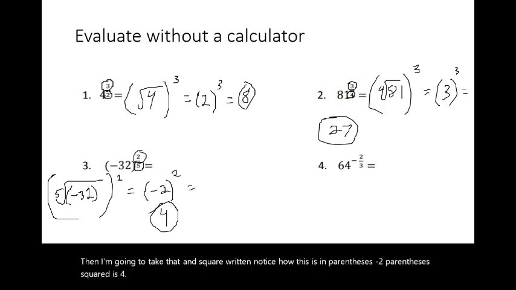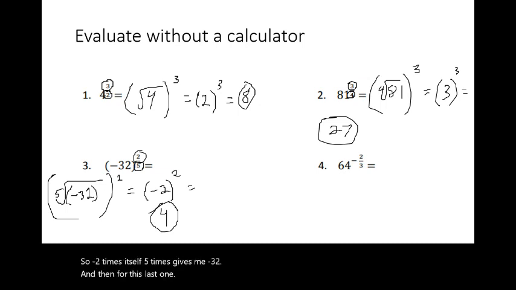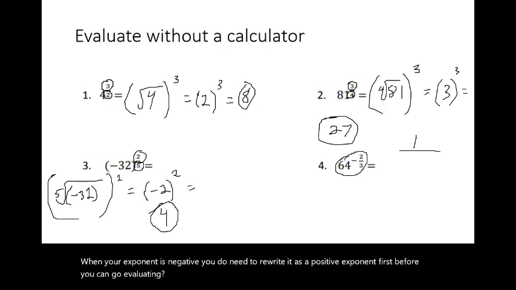And then for this last one, when your exponent is negative, you do need to rewrite it as a positive exponent first before you can go evaluating. So I'm going to take all of this, I'm going to move it into a denominator to become 64 to the power of positive 2/3. And because there was nothing left over in the numerator, I put a 1 in the numerator.